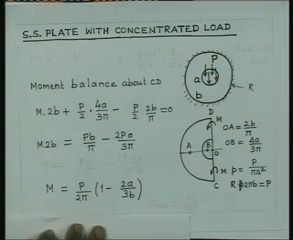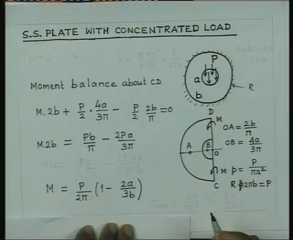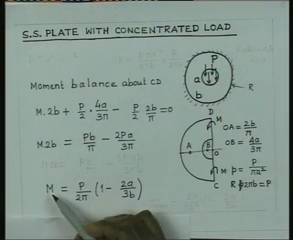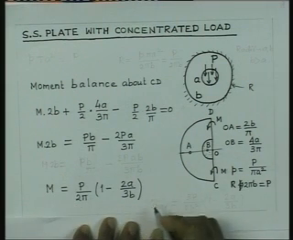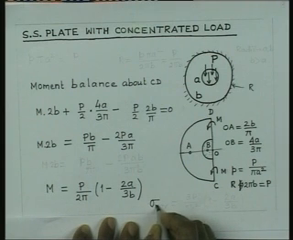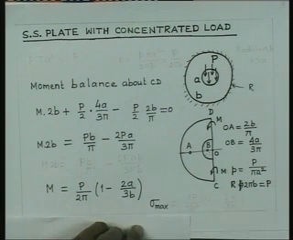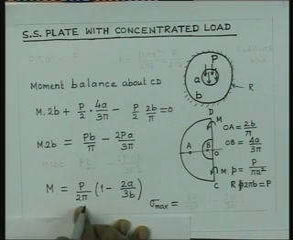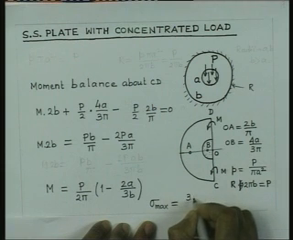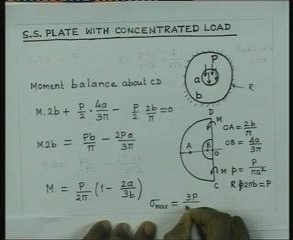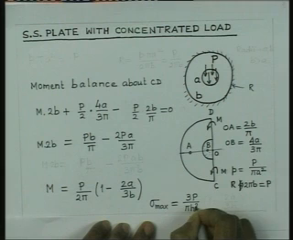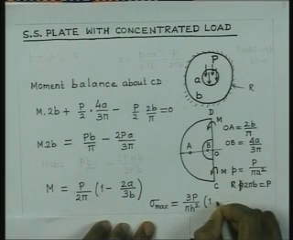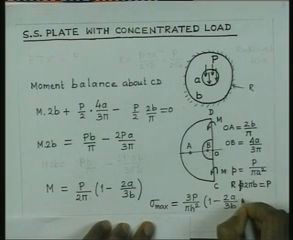And now, if you want to calculate the stress, it will be available by considering that maximum stress is nothing but 6M by h square. So, if we now try to calculate sigma max, it is 6M by h square. So, therefore, 2 will cancel. So, we will have 3P by pi h square into 1 minus 2a by 3b.